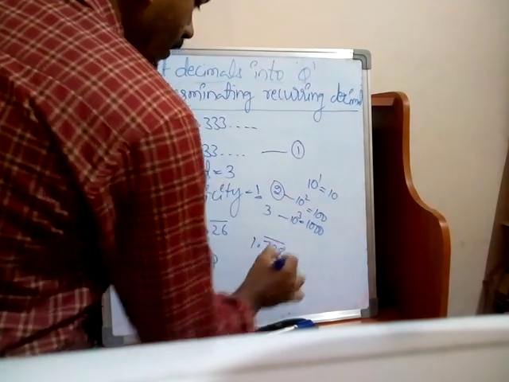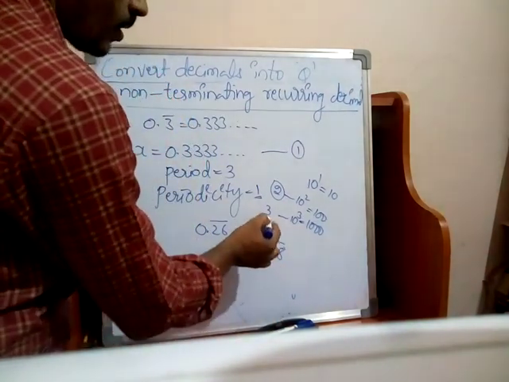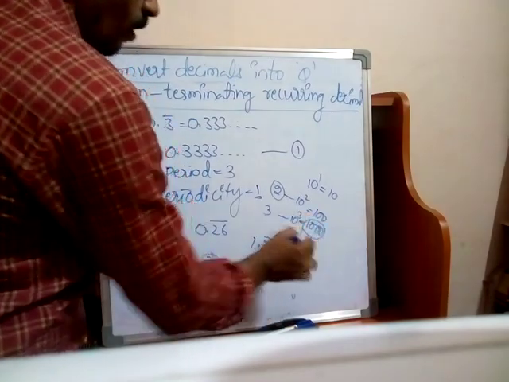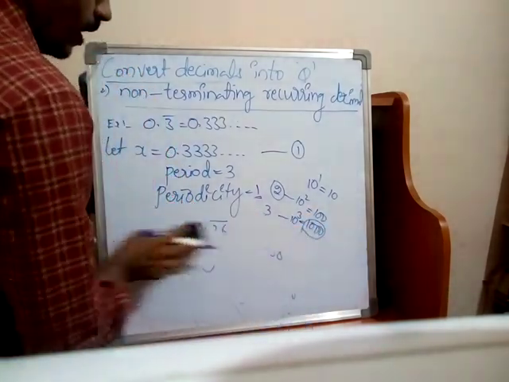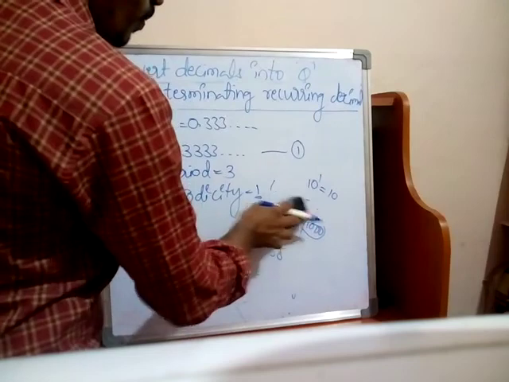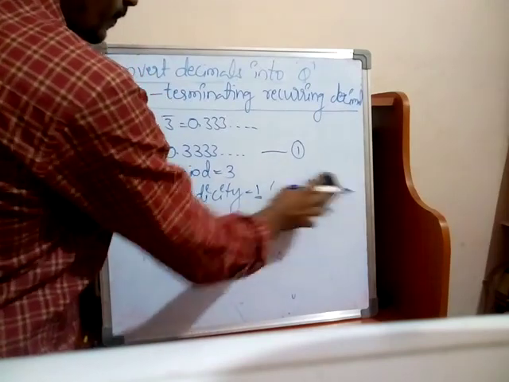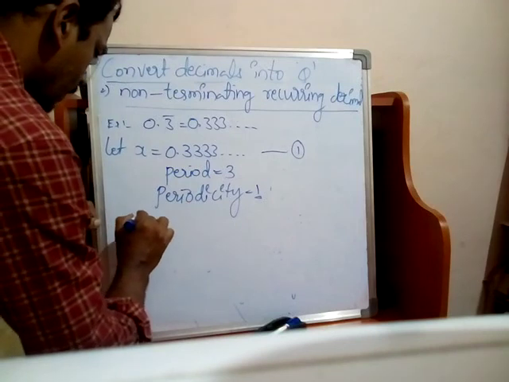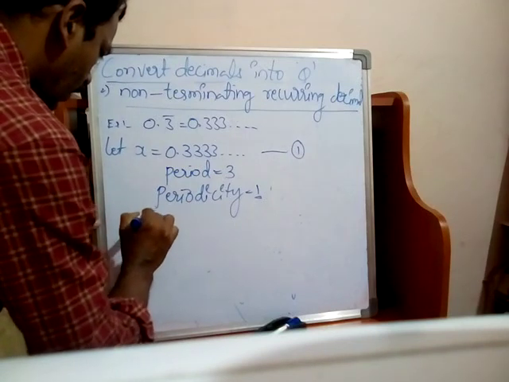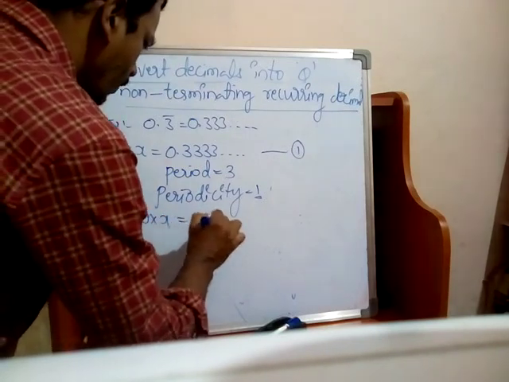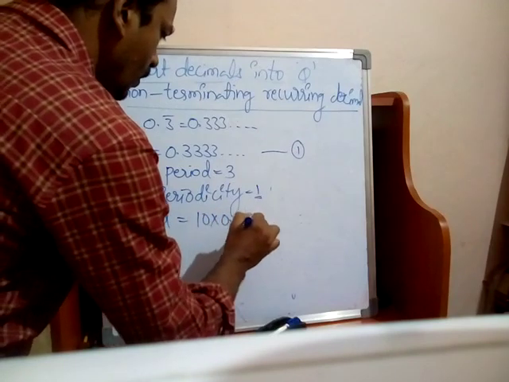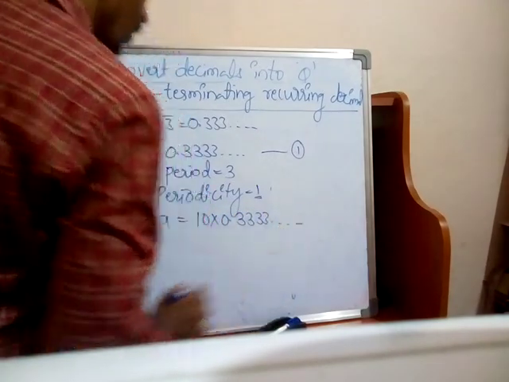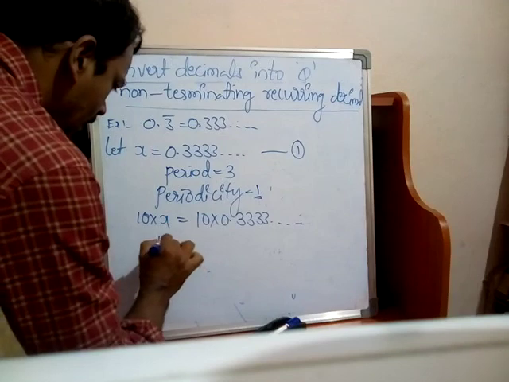1.738 bar like this. Here periodicity is how much? 3. So multiply with 1000. Okay, now here periodicity is 1, so multiply with 10. Multiply with 10, so 10 into x is equal to 10 into 0.3333 like this only. So 10 into x, 10x.